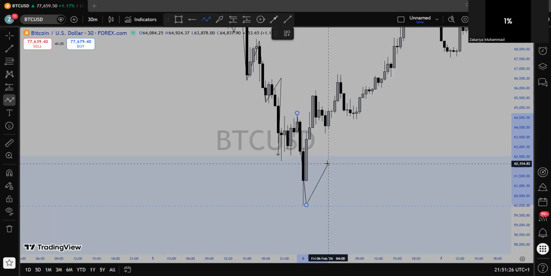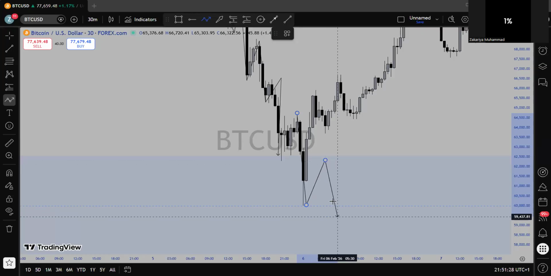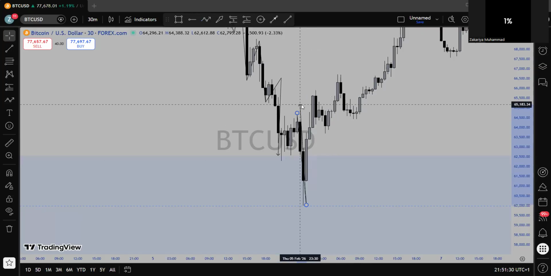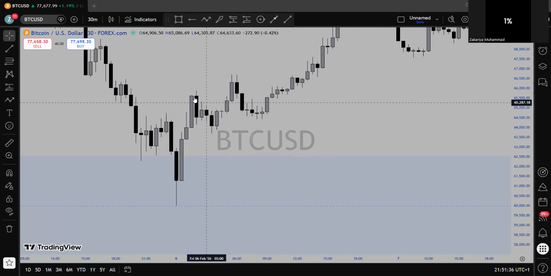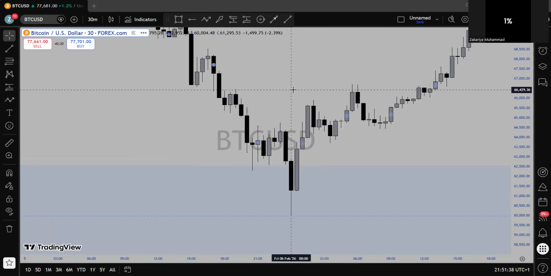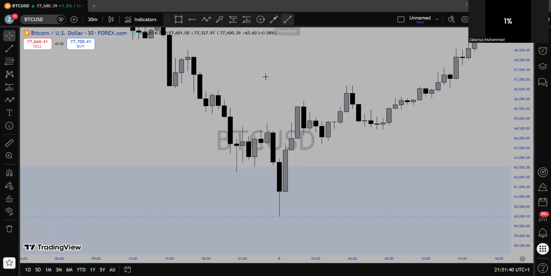Instead of the market creating another lower high and continuing to push down, the market comes back and takes out this recent high, this lower high. That's when we have a market structure shift. This is called a market structure shift, the market taking out this lower high. And you see, the buy is coming from a key level that caused this market structure shift.